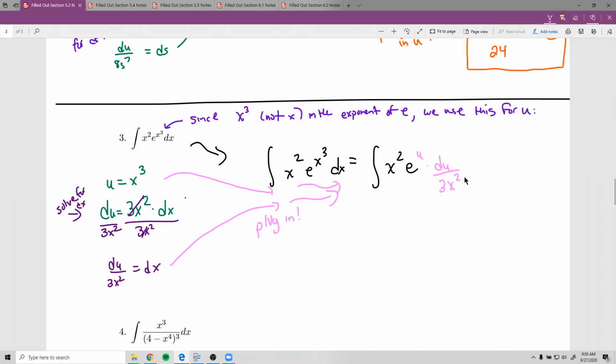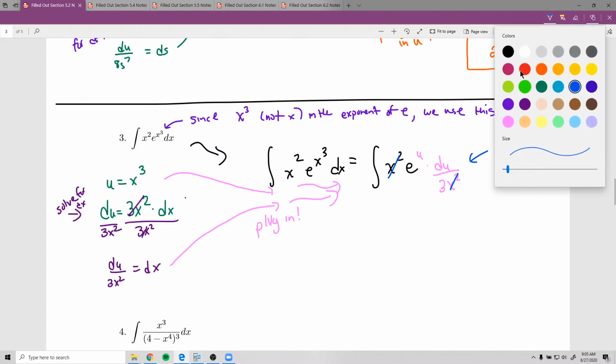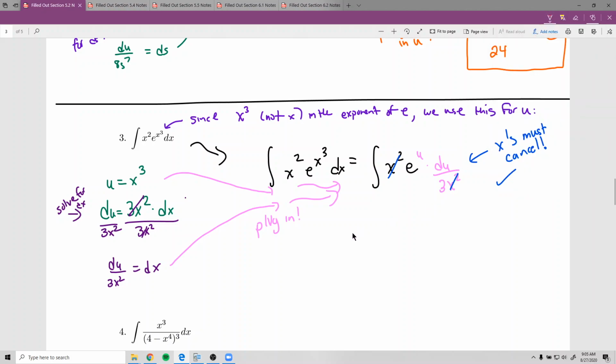Now, once again, everything that's not a u should cancel. Well, the x's here, the numbers, as we saw last time, that's fine. But all the x's must cancel. And you will see that they do cancel. We have an x squared on the top, x squared on the bottom, which do. That means we chose the right thing. All right, so what we're left with, we have e to the u inside, and then a du over 3.